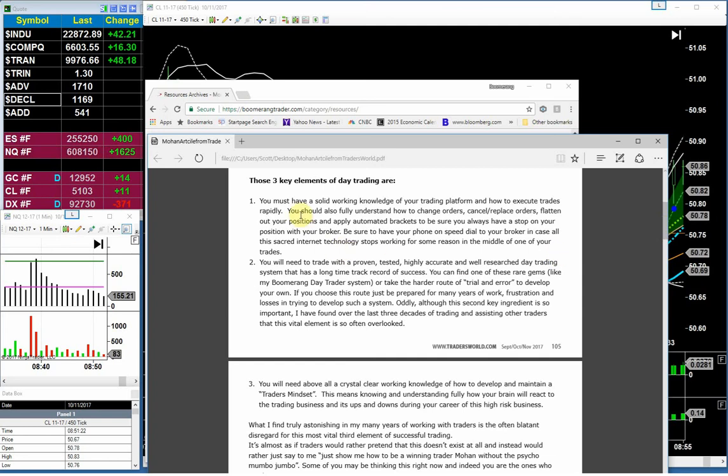Number 1, you must have a solid working knowledge of your trading platform and how to execute trades rapidly. You should know how to change orders, cancel replace orders, flatten out your position, and apply automatic brackets to be sure you always have a stop in your position. Most of you have that together. I know we do some training for that here in the room, but mostly NinjaTrader and the other brokerage companies all have training videos you can watch on how to run your trading. But don't enter trades if you have any question.